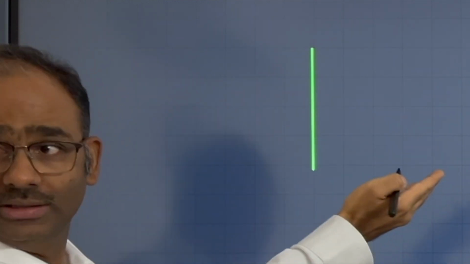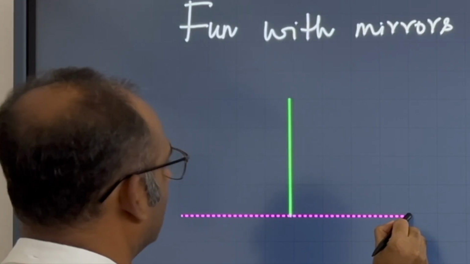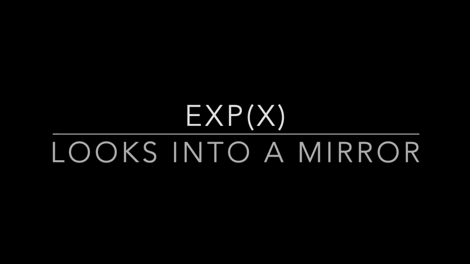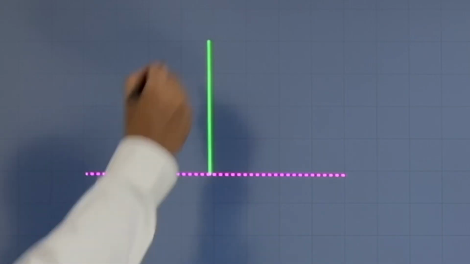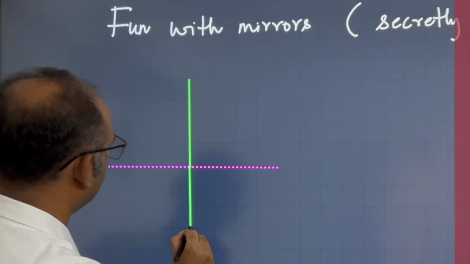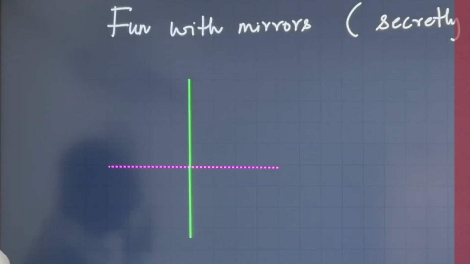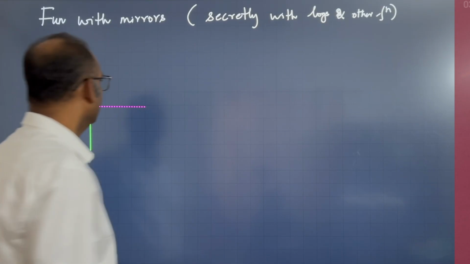This is one vertical line. I'll put a mirror here horizontally. Okay, that's your mirror. What will happen upon reflection? You will get this line below. Right? This is what will happen. Correct? Okay, that's something you know.